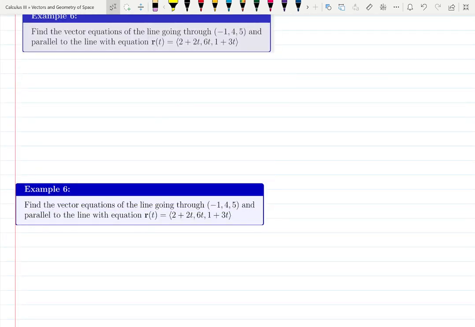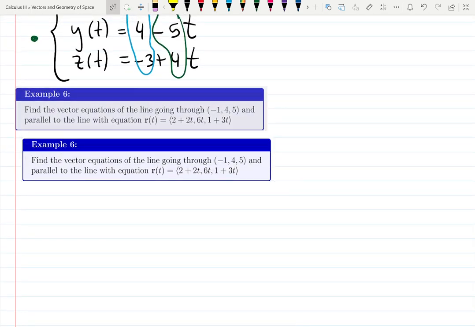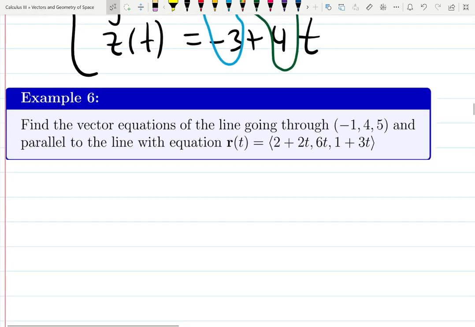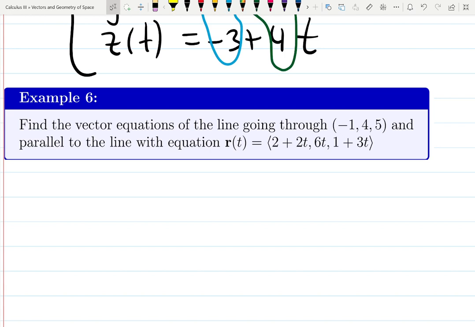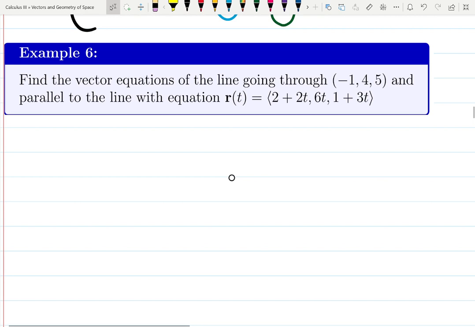One more. Find the vector equation of the line going through the point, but parallel to the line with the equation R. So let's see. How to draw this? Let's imagine. I don't want to show you the pictures right away because I think then you will get used to it always being given. You have to actually try to imagine it.